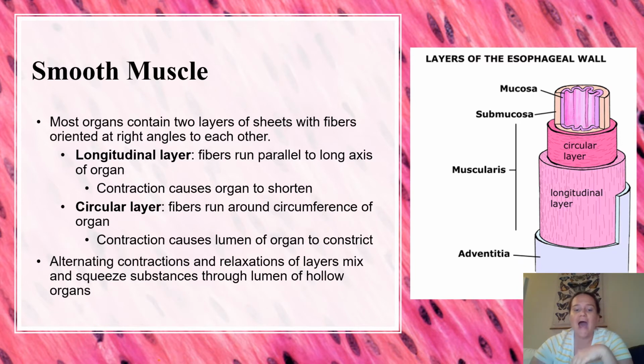Now, when you have all of this together, you have alternating contractions of both the longitudinal muscles and the circular muscles. Okay, and so when you have those, they will then be able to move substances through the different organs.